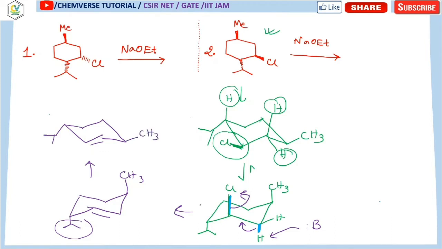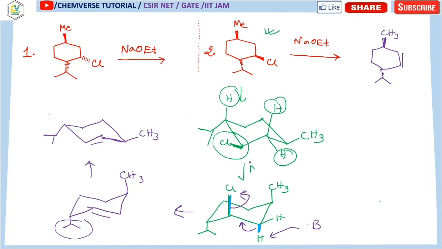Although there is a double bond inside the ring, so it will not be a perfect chair conformation, so I'm not going to draw that structure, that will be more complex. For our understanding purpose, it is okay to visualize the molecule in this way, that the product in this case will be this one, and this is the only product.